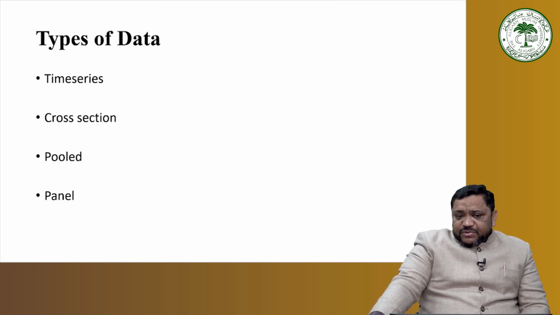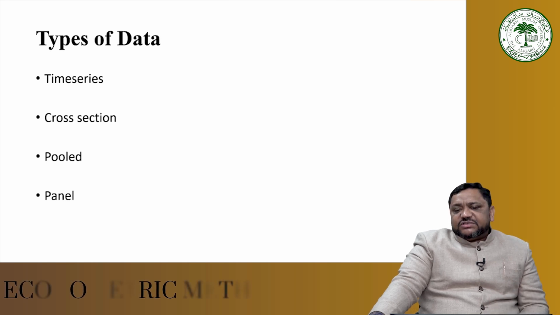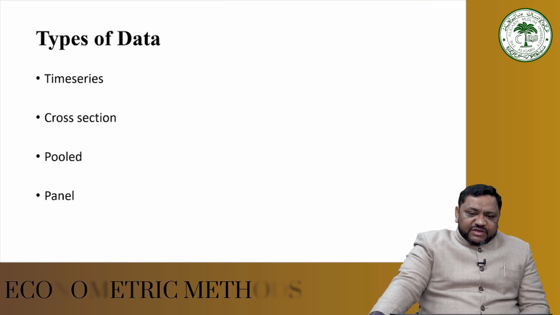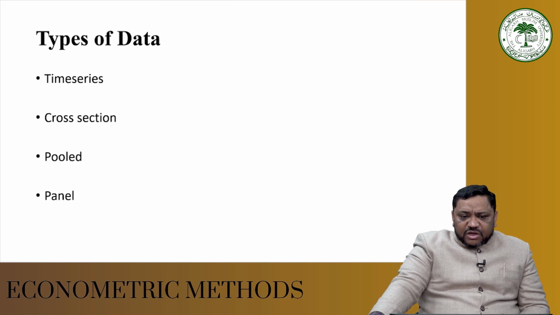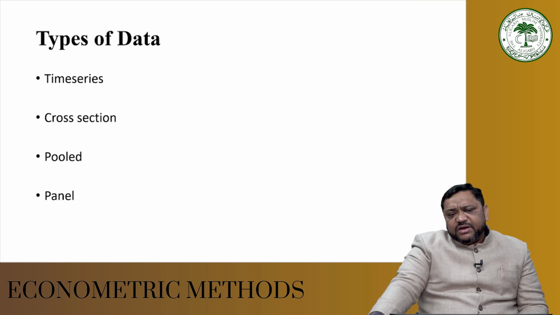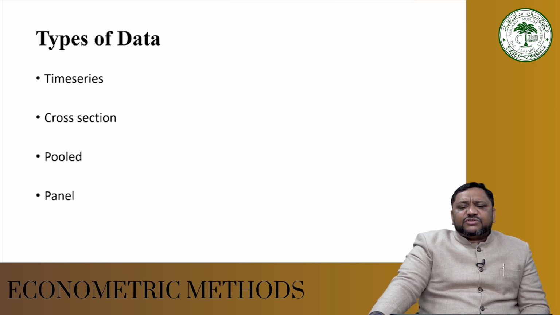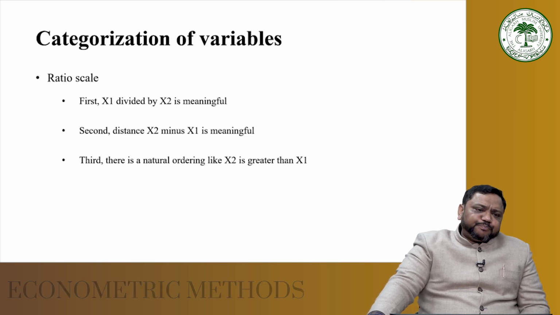The next classification is of panel data. It is a special type of pooled data where the same cross-sectional unit is sampled year after year. If, say, for 100 families, the data is collected year after year, in 2020, in 2021, in 2023, and again in 2024, then it is called panel data.